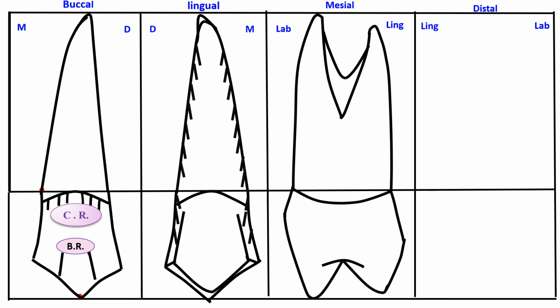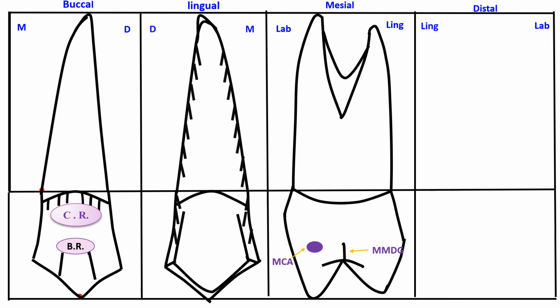Then we are going to draw a groove that's crossing this marginal ridge in a slightly lingual position. This groove is called mesial marginal developmental groove. Now we are going to put our mesial contact area, which is found in the middle third and slightly buccal.